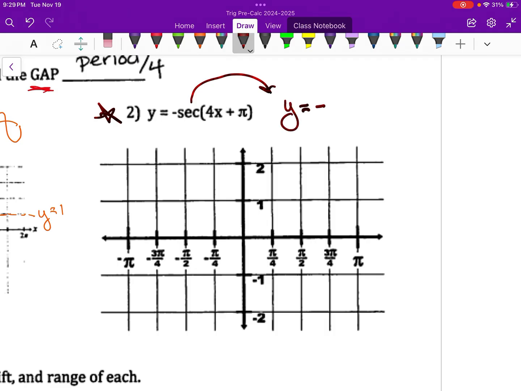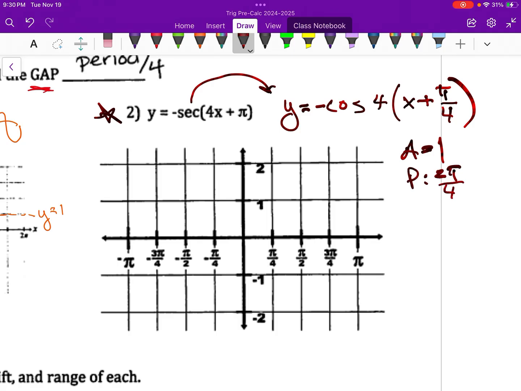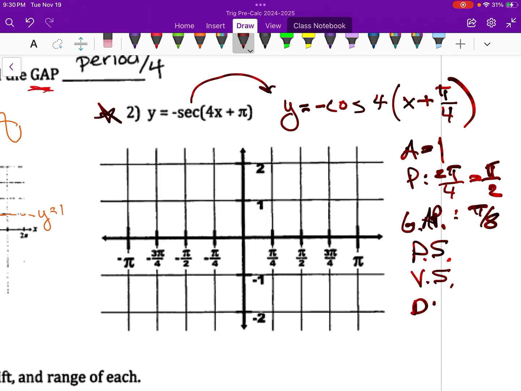Okay, first off, make sure that you change it into a cosine graph. Yank out that b value so that you don't have to worry about finding that phase shift correctly. Okay, and that will automatically help you with all the things that are necessary. Amplitude is 1. Period is going to be 2 pi divided by 4, which is pi over 2. You'll get a gap amount, which is really super tiny in this case, which is pi over 8, because you're dividing by 4. And then we'll go down the actual ideas here of phase shift, vertical shift, domain, and range.